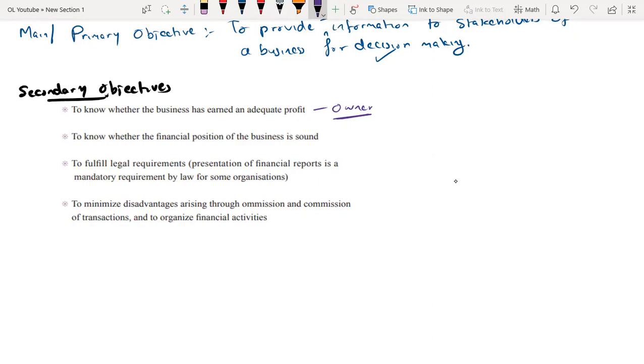And another one is to know whether the financial position of the business is sound. This kind of information will be mostly needed by the lenders or creditors of a business. They need to know whether the business is in a good position financially to pay back the loans that lenders or creditors have provided to the business.